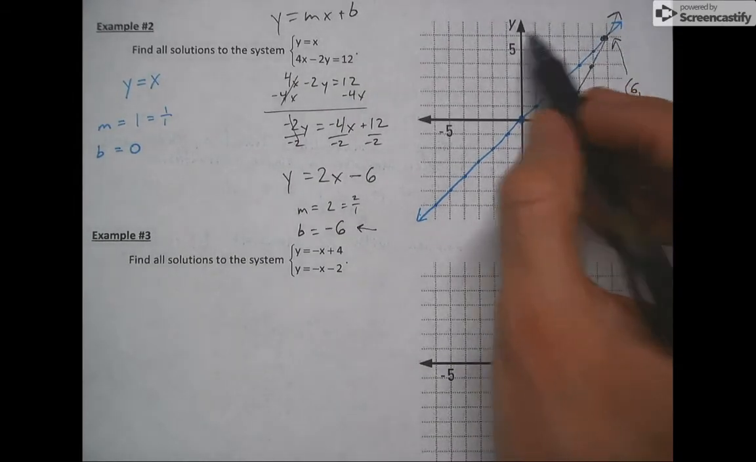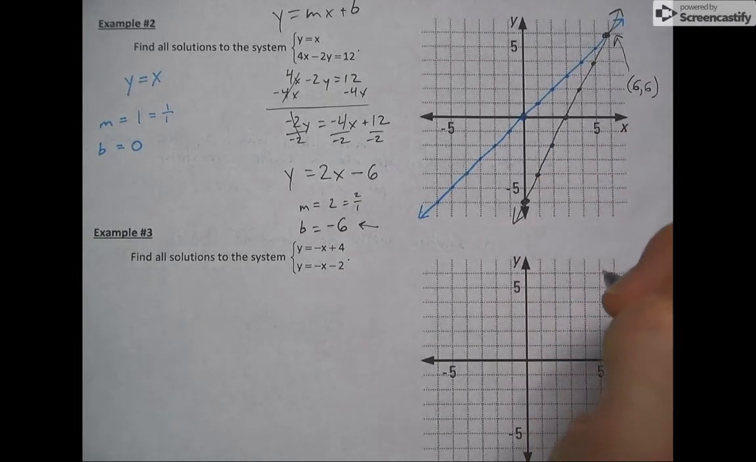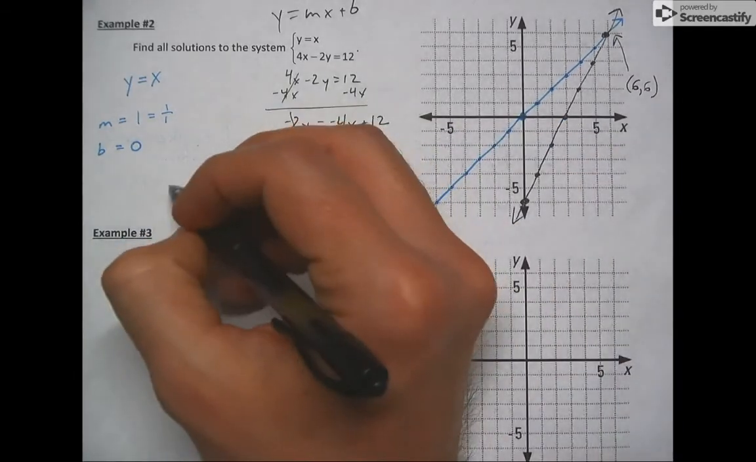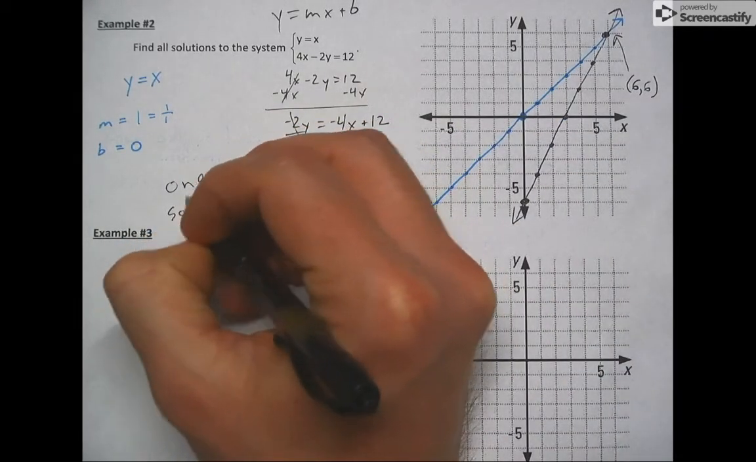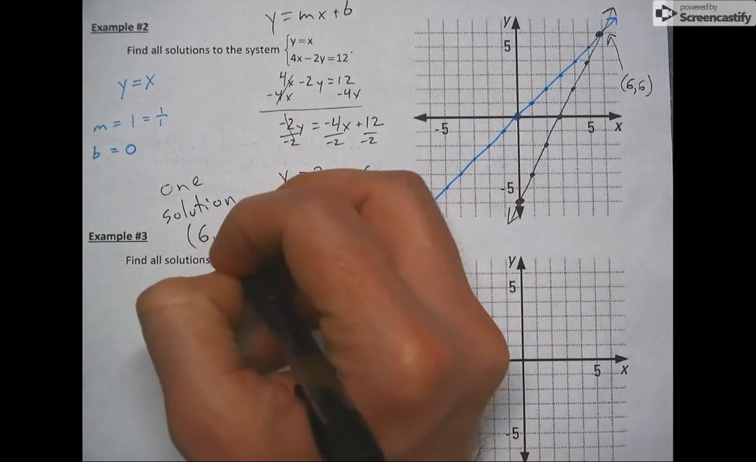And the y value is also 6. So that point that they cross is (6, 6). There's only one solution here because it's the only spot that they cross. That solution is (6, 6).